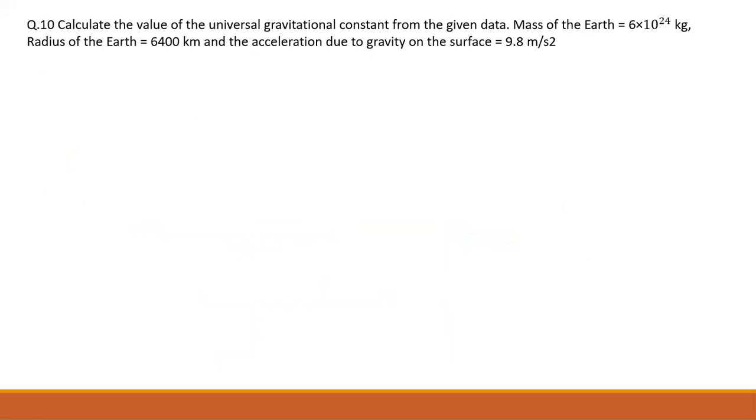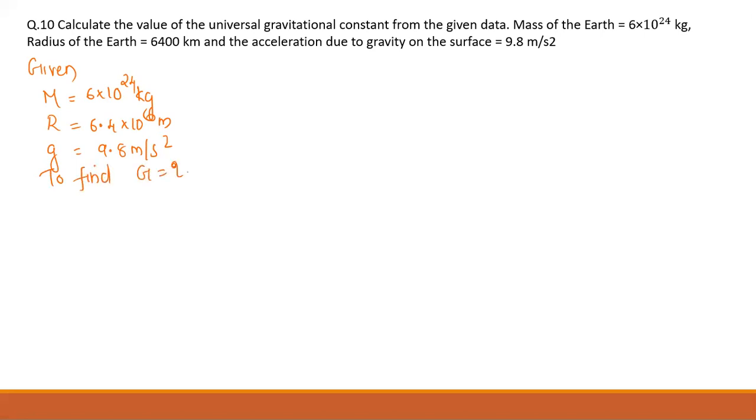Calculate the value of universal gravitational constant from the given data. Mass of the earth is given. Mass of the earth is equal to 6 into 10 raised to 24 kilogram. Radius of the earth is 6.4 into 10 raised to 6 meter. Acceleration due to gravity g is equal to 9.8 meter per second square. We want to find out the universal gravitational constant, that is G.